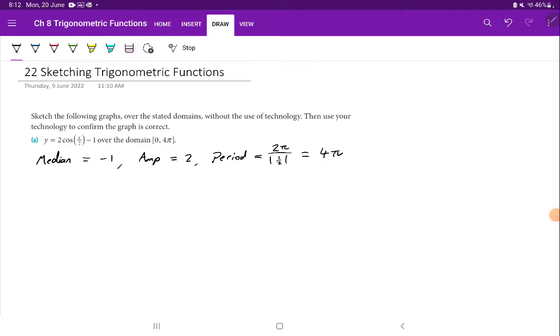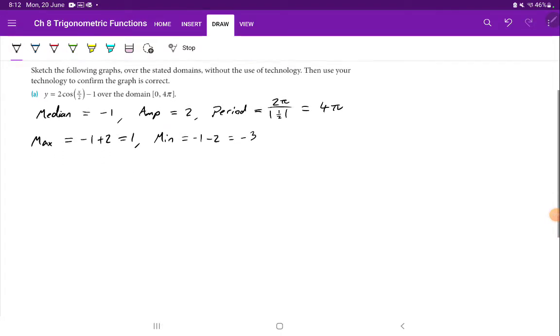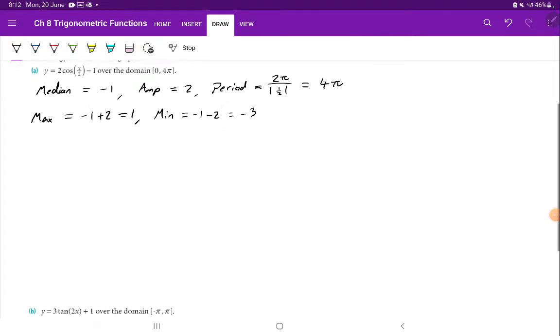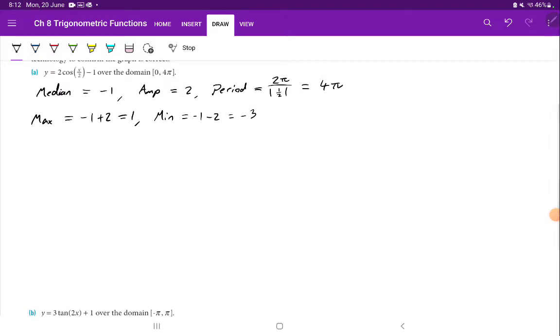Alrighty, well with our amplitude and our median, we can work out that the maximum is going to be -1 plus 2, or 1, and our minimum is going to be -1 minus 2, which is going to be -3. Basically, 2 above -1 and 2 below -1. Alrighty, so that's all the information we need, and now we can just draw our axes and have a go.